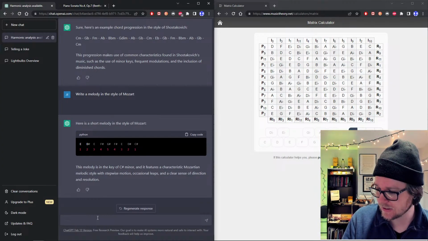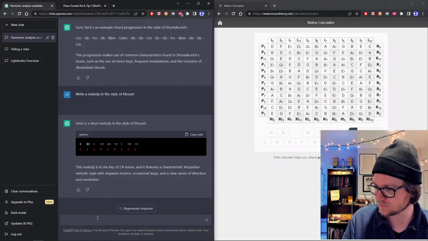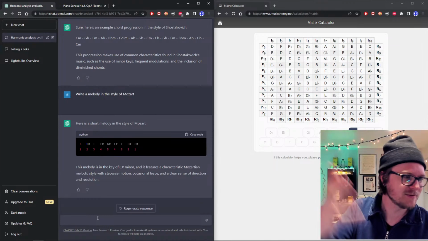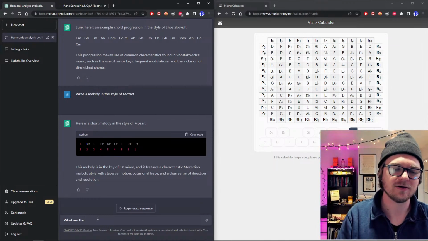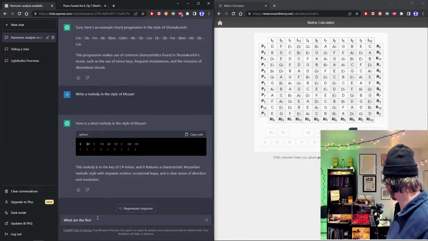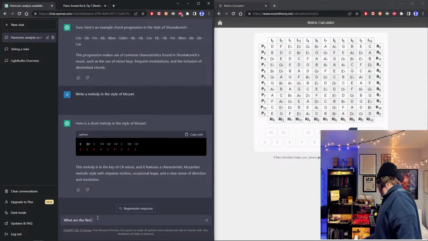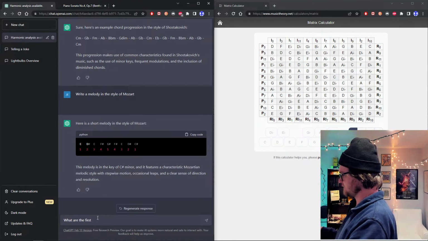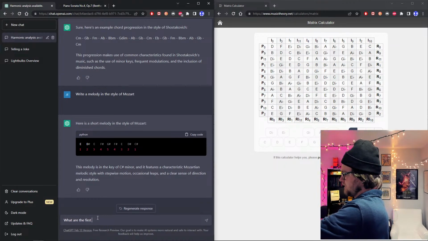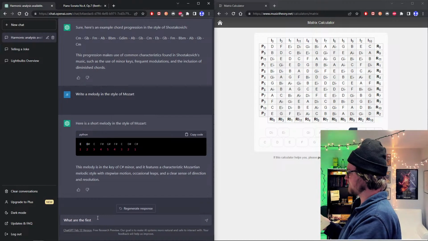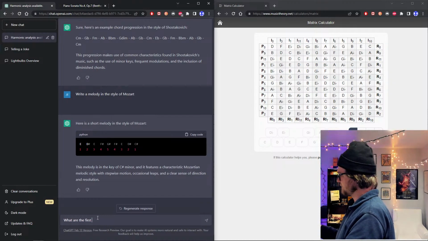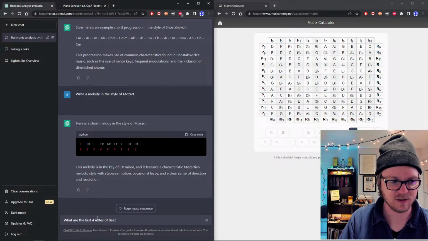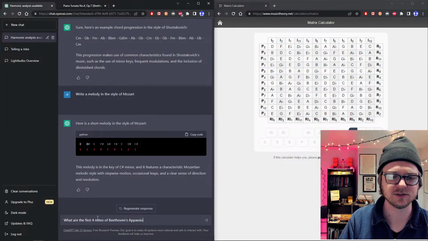Okay, how about, what if we ask it a really simple question? Like, what are the first 4 notes of a piece of music that it should know? First of all, we need to think of a piece. Let's keep piano music. How about we go back to the Appassionata, the first movement. That's pretty simple, right? What are the first 4 notes of Beethoven's Appassionata?